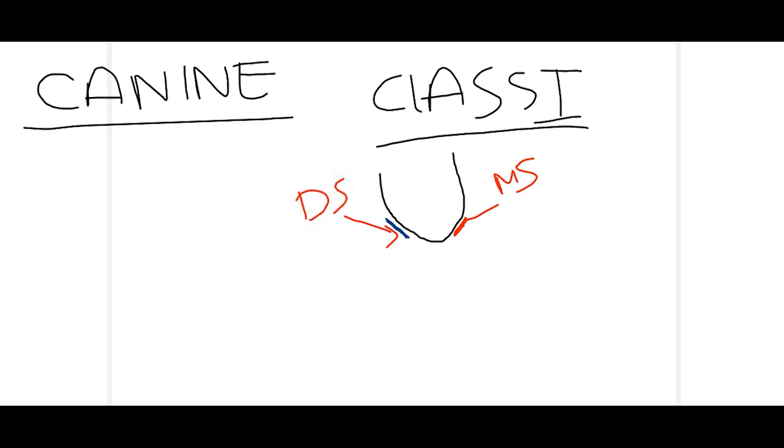Okay, so now drawing the mandibular canine, in this case this is the distal slope and this is the mesial slope. Same goes for here. Here we have the mesial slope and here we have the distal slope. Now in class 1 of canine malocclusion relation, you can see that the mesial slope of the upper canine coincides with the distal slope of the lower canine. This is class 1 canine malocclusion relation.